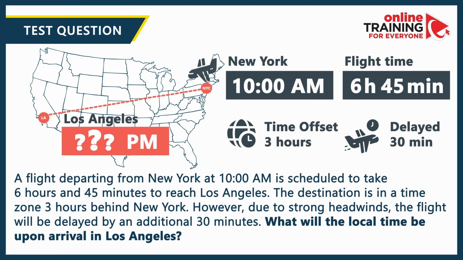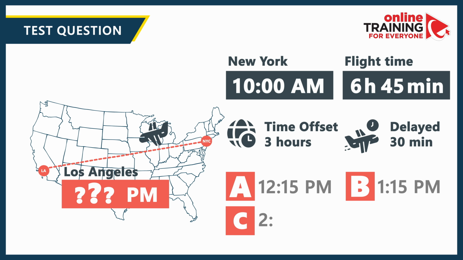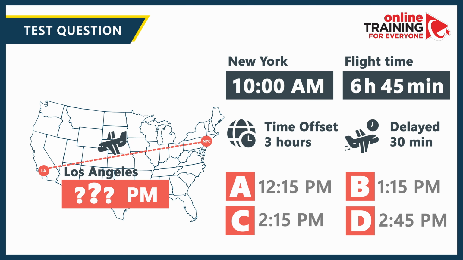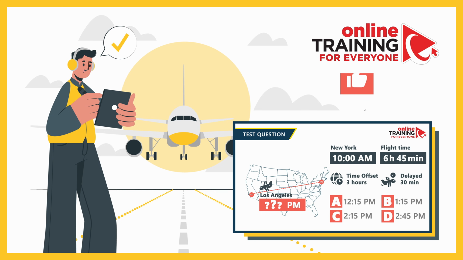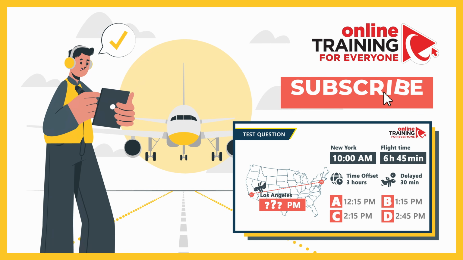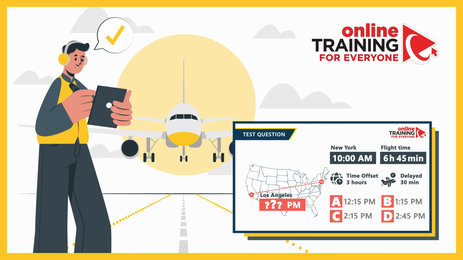And you have 4 answers to choose from. Choice A, 12:15 p.m., Choice B, 1:15 p.m., Choice C, 2:15 p.m., and Choice D, 2:45 p.m. Just like in a live exam, stay focused and lock in your response before the timer is up. And once you're ready, we'll reconnect on the other side to review it together. Let's go ahead and get started.